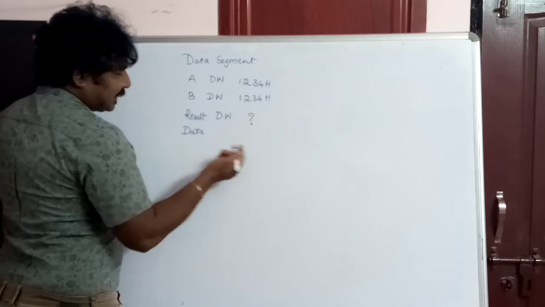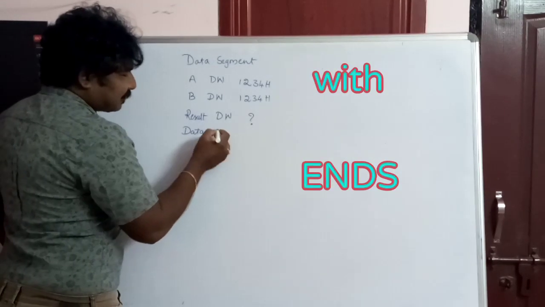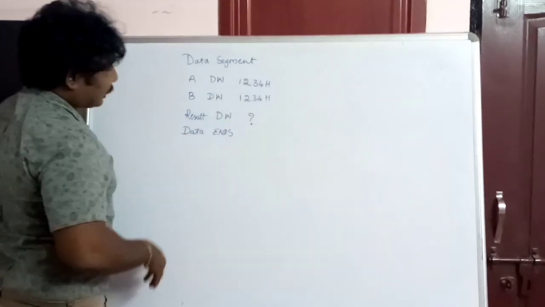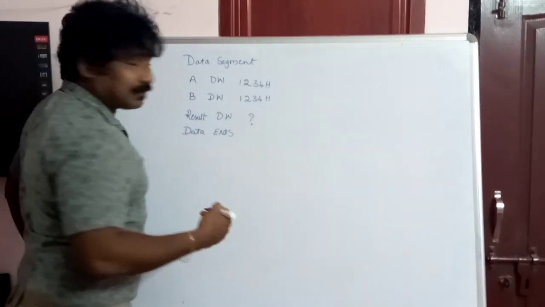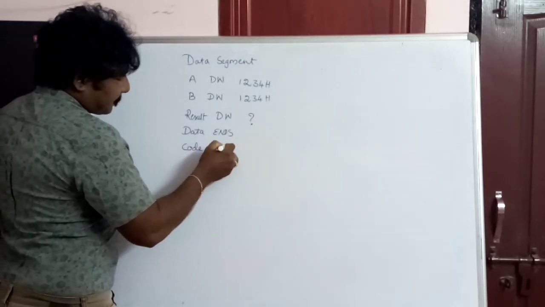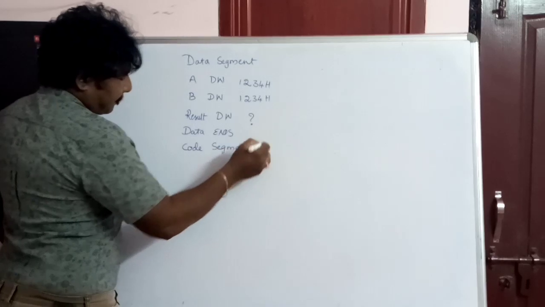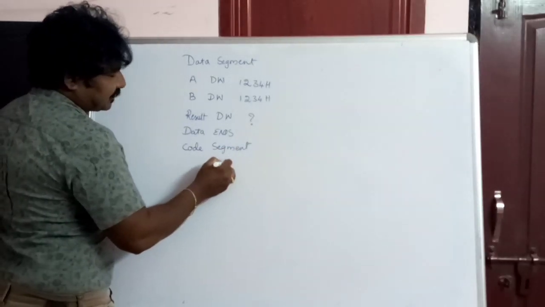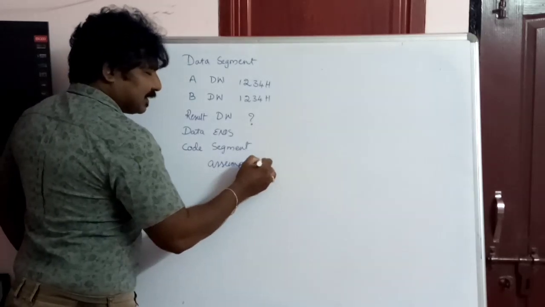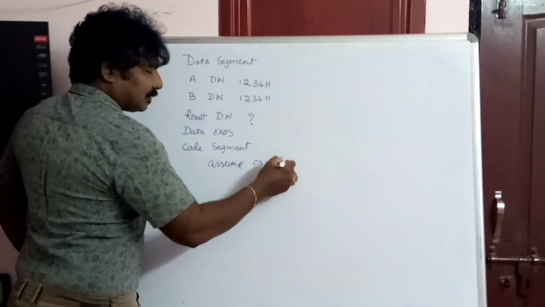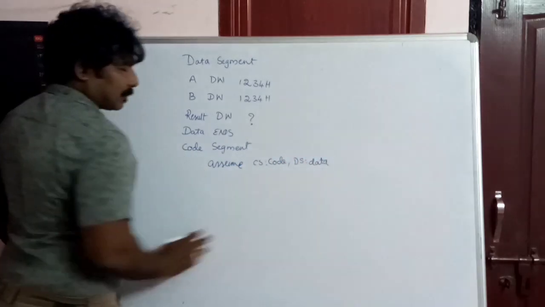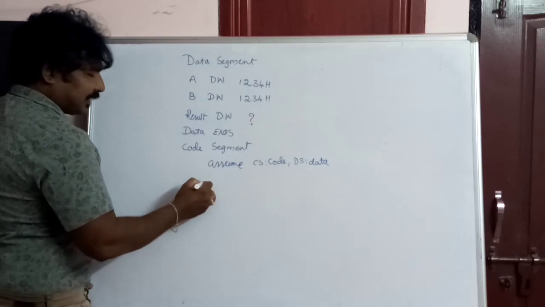So how do you end this segment? You can end the segment with ENDS. So this is the declaration of the data segment. Now we start the code segment. We have to write this assume command in every program. The assume command is like CS colon code, comma DS colon data. Now we have to write the start label.